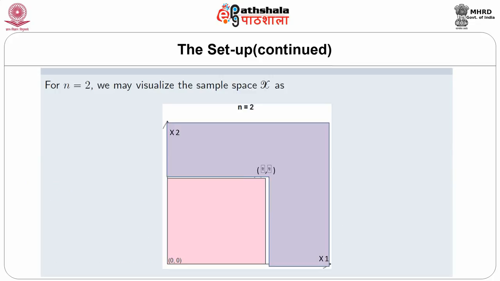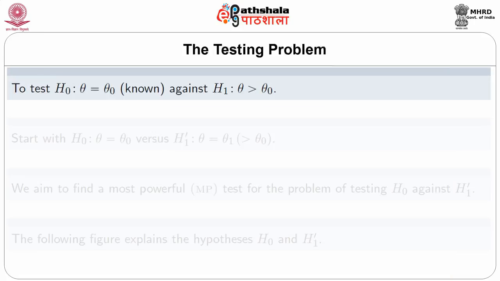Now see this figure. For n equal to 2, that is only X1 and X2, we may visualize the sample space. So this is the square. So X1 lies between 0 to theta and X2 lies between 0 to theta. This region, the violet region, is the sample space where X1 lies between 0 to theta and X2 lies between 0 to theta.